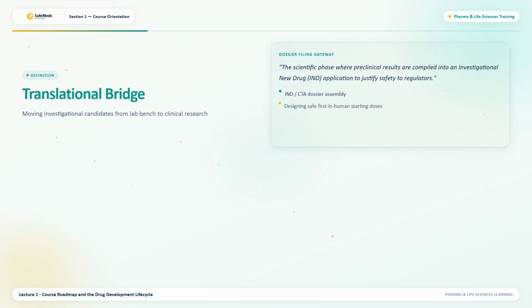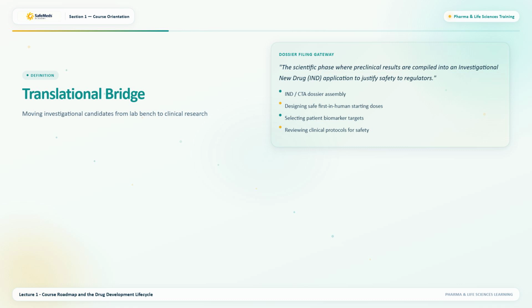Translational research represents the critical bridge between bench-level preclinical discovery and clinical evaluation in human subjects. This phase focuses on using the preclinical data to design safe starting doses, choose relevant biomarkers, and identify the patient populations most likely to benefit from the therapy.